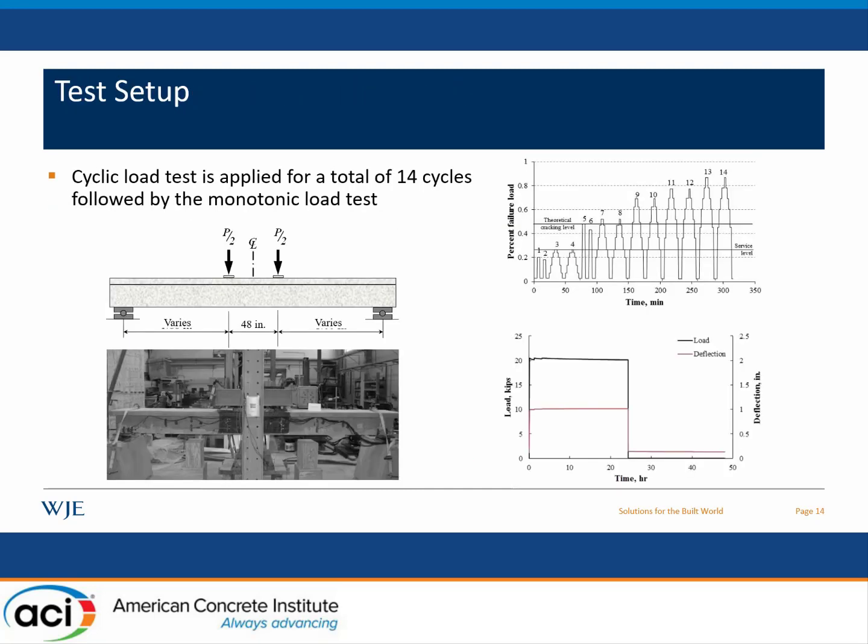And then we tested all these beams under cyclic load testing first for about 14 cycles, and then we applied a monotonic load test, and we did that under 4-point bending with a 4 feet area, that's the constant moment region. Here I'm showing on the right an example of the cyclic loads that we applied, the top right, and the bottom is basically the 24-hour load tests.